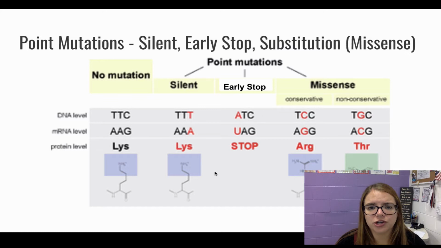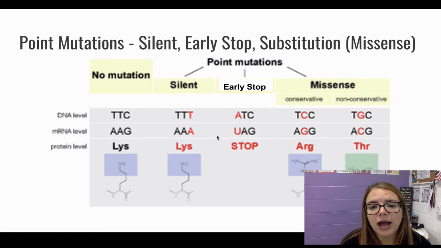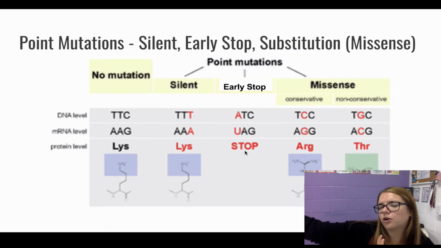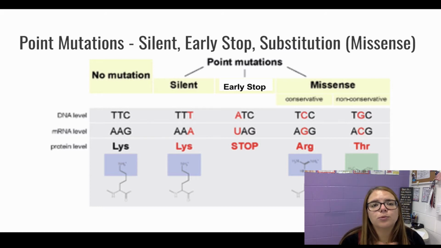That's a silent mutation. The next is an early stop, right? So if the original DNA was TTC, the early stop point mutation may change it to an ATC, which when transcribed becomes UAG, which is a stop codon, right? So in the normal protein, you might have thousands more amino acids that are supposed to come after that point, but because of the mutation, now you're going to have this early stop, right? Your protein's going to be way too short. It's not going to have everything it needs, so it's not going to function right.